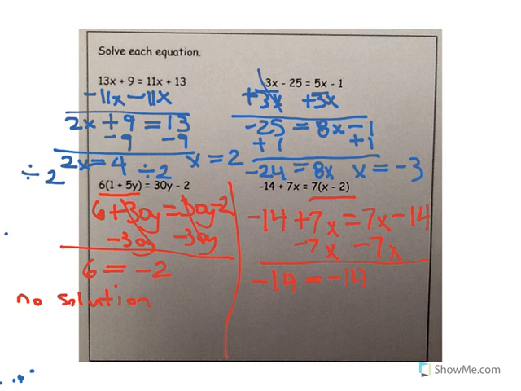That means every number is a solution, because it does not matter what the value of x is. Every number solves this equation, because really these two equations are the same equation. They're just written a bit differently.